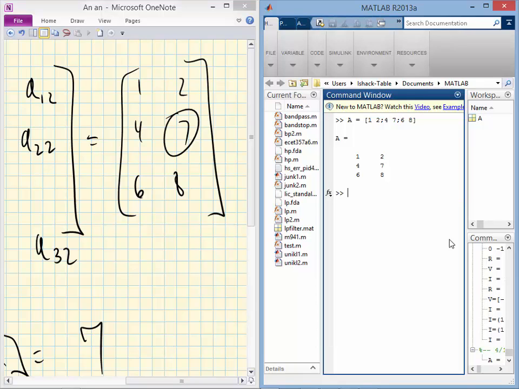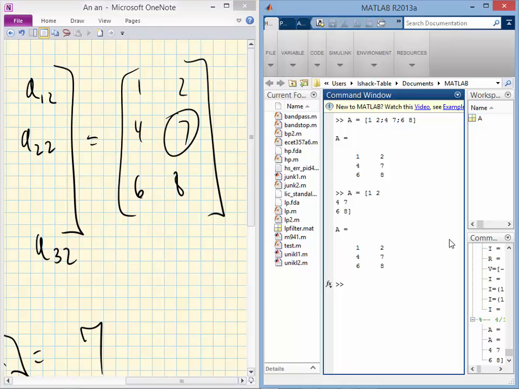The other way of doing it, which I don't like because it takes up too much space, is to type 1, 2, enter, 4, 7, enter, 6, 8, bracket. I prefer using the semicolons between the rows. That's the way I typically declare a matrix, but we could do it multiple ways.